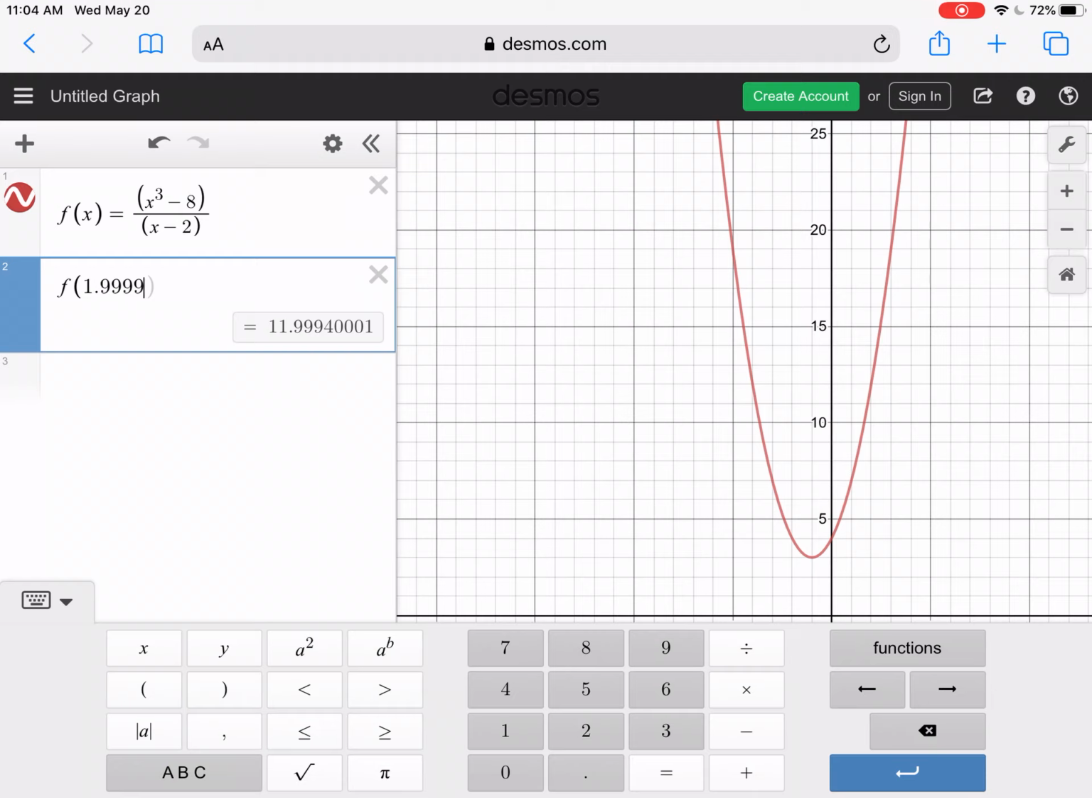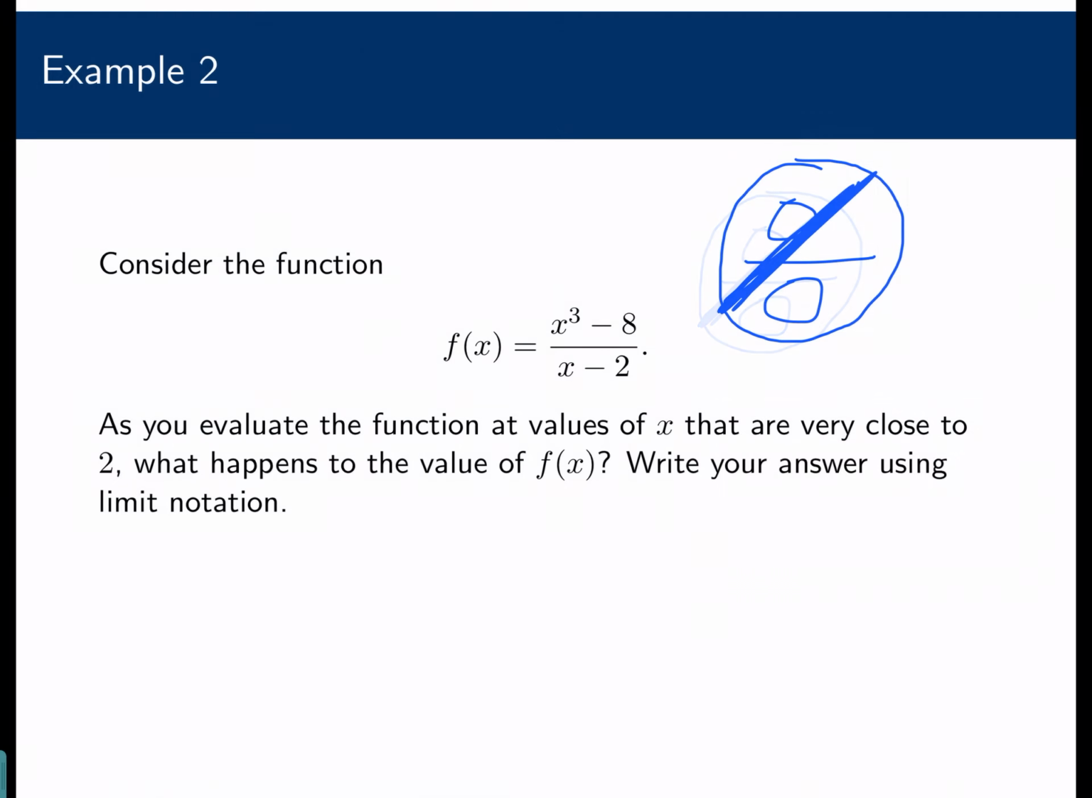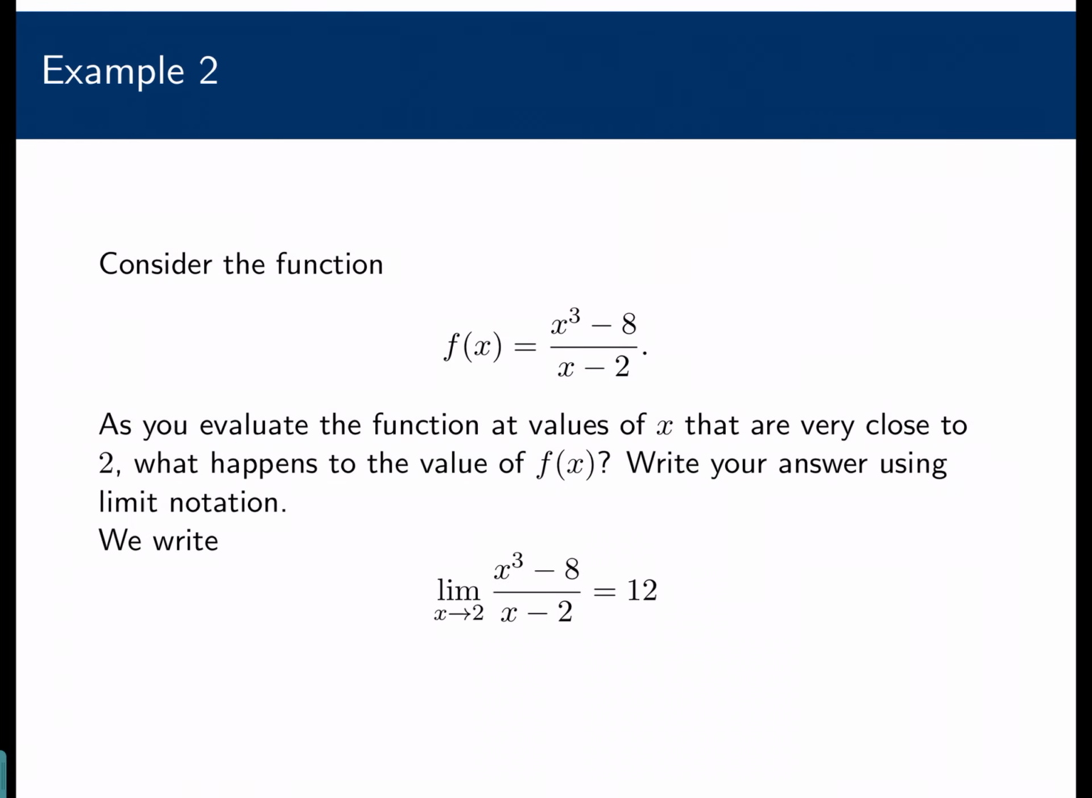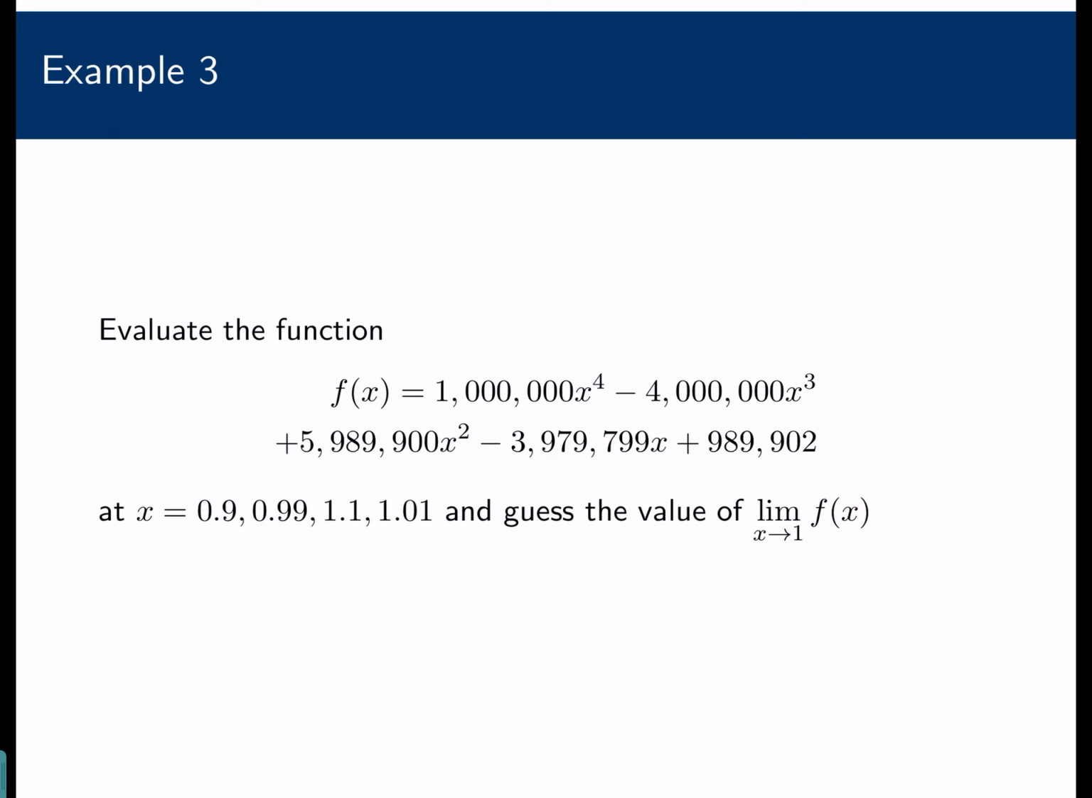Let's go to the other side of 2. f of 2.01. I missed the decimal place. 2.01. 12.06. Let's put in another 0. Oh, it certainly looks like if x is getting close to 2, at least in sort of a guess, that y is getting close to 12. I'm going to write that there. And remember, this is a guess.